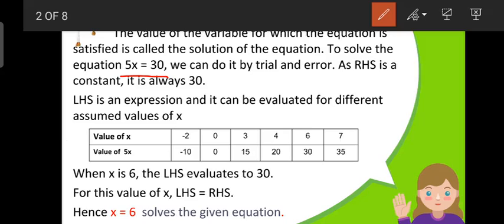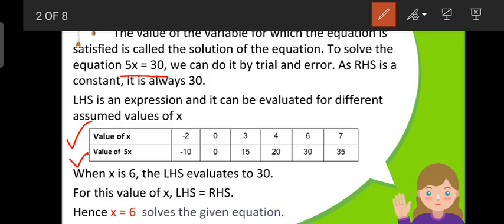5 into what is 30? 5 ones are 5, 5 twos are 10, 5 threes are 15, 5 fours are 20, 5 fives are 25, 5 sixes are 30. Like that. Okay, so this is called the trial and error method. So you have to keep giving values for x. See here in this example, you can see this table. The value of x can be anything: minus 2, 0, 3, 4, 6, 7. You can keep giving values till you get the answer as 30.